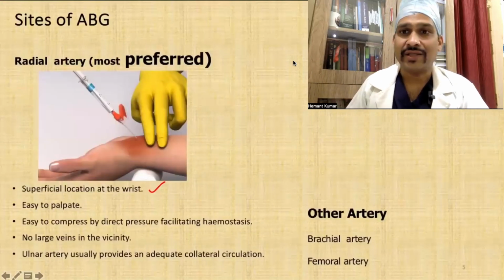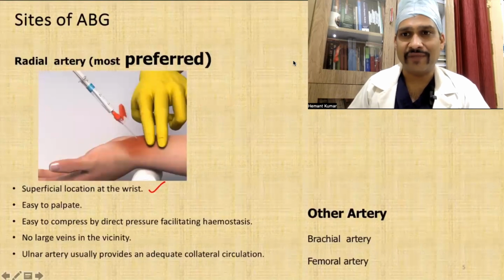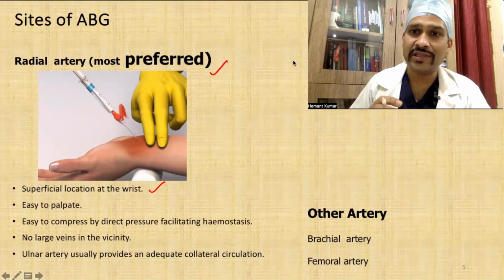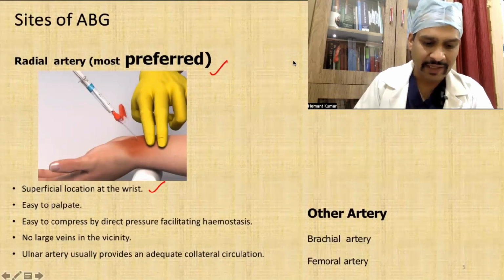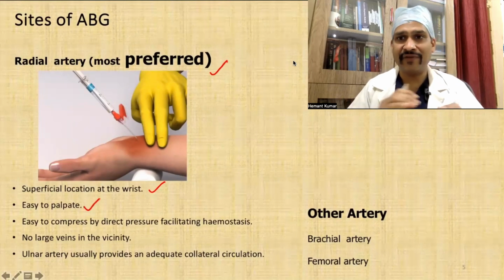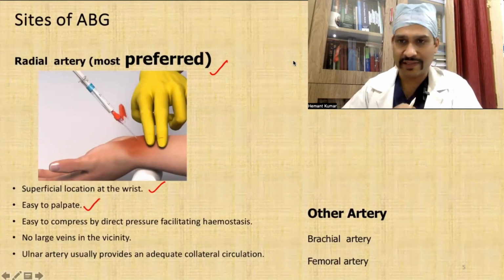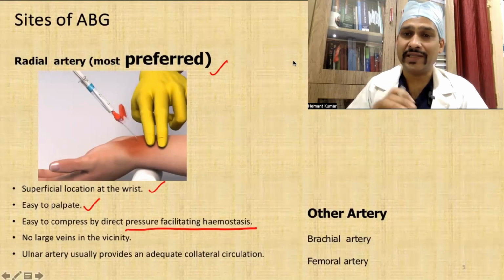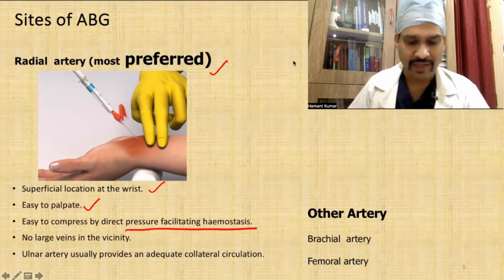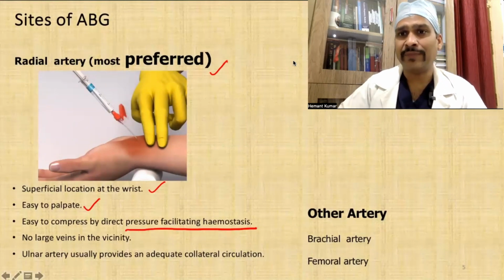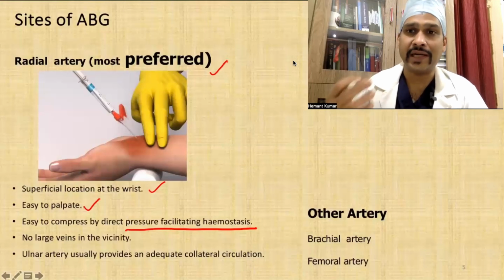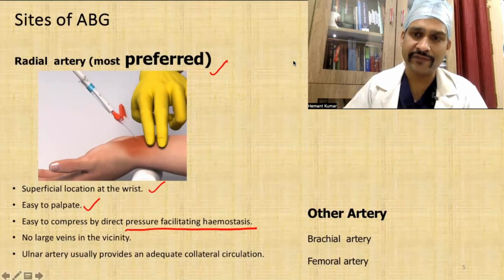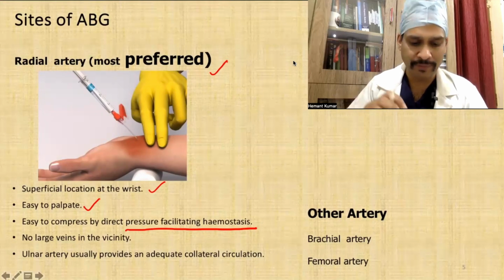Technical aspect. So, site of ABG. We all know radial artery is the preferred artery because it is superficial and easy to palpate. We can palpate very easily at the level of the wrist, and we can compress by direct pressure, so it can achieve hemostasis. In other arteries, for example femoral artery or brachial artery, we cannot compress effectively. But radial artery we can compress, so we can stop the bleeding.